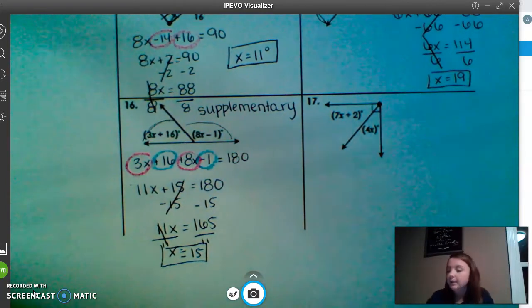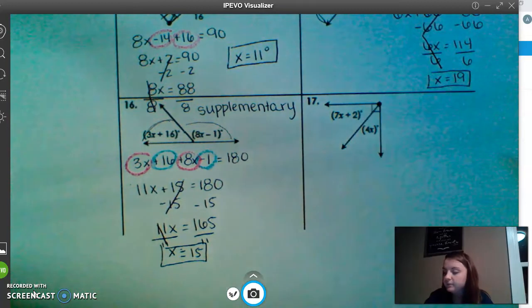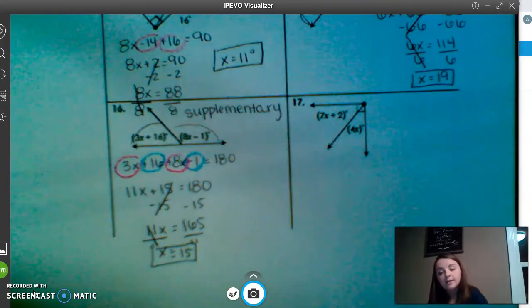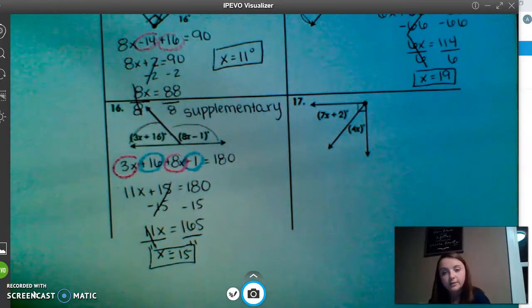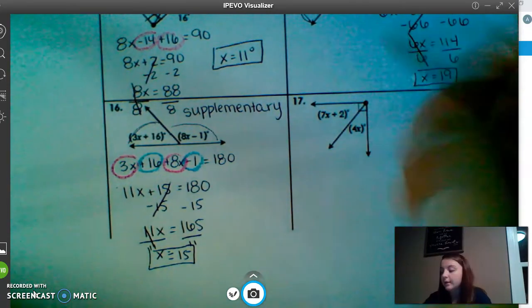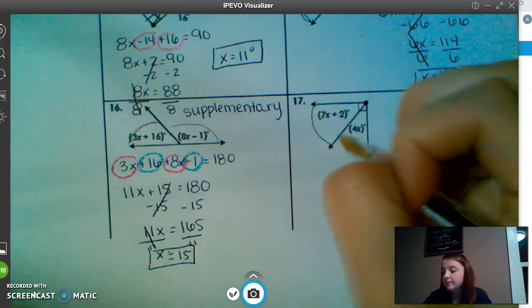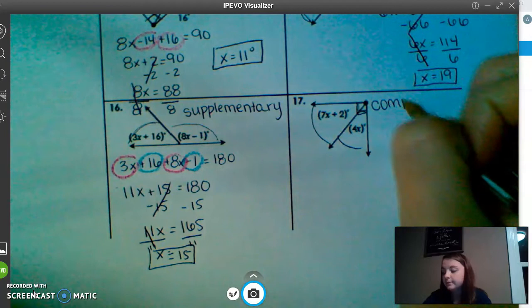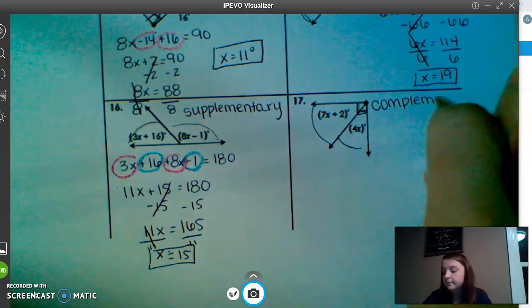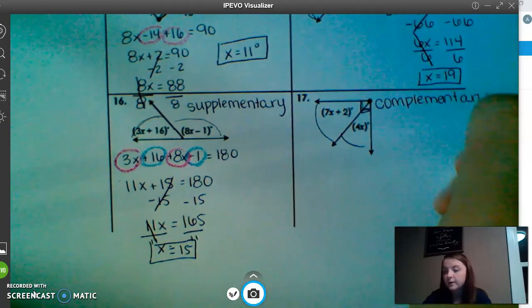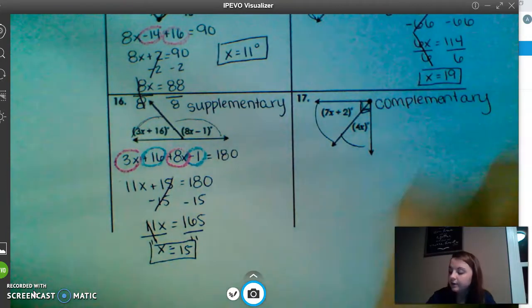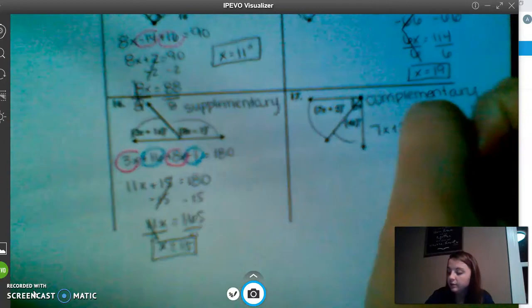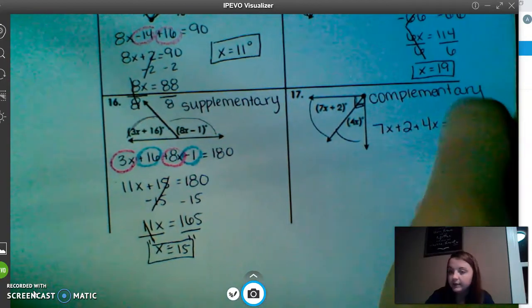Go team. Number 17. Again, I would try this right now, then watch it. Pause, you try, then come back. But if I add these two together, they make a right angle. So that means they're going to be complementary. Okay, so they are complementary. So if I write out 7x plus 2 plus 4x, they've got to equal 90 by definition.